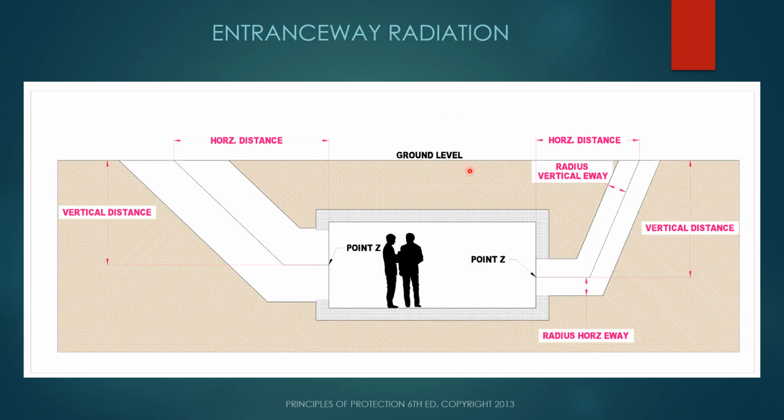So to determine that dose, we know the dose is outside. To determine the dose, it's based on the horizontal distance from here to the center of this entranceway, the vertical distance from this center to the surface, and the radiation of this pipe and radiation of this pipe. Those are the four factors that go into determining what happens at point Z here.